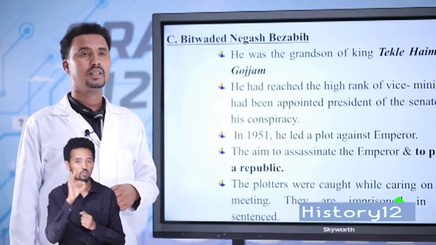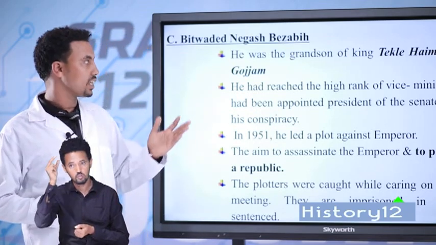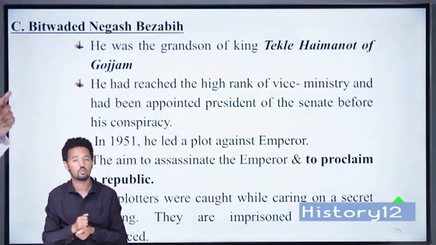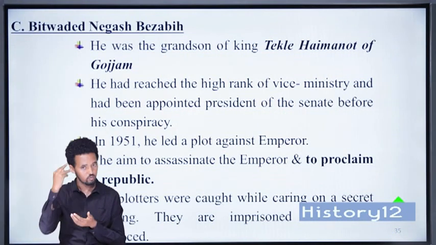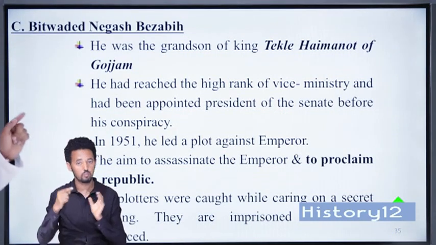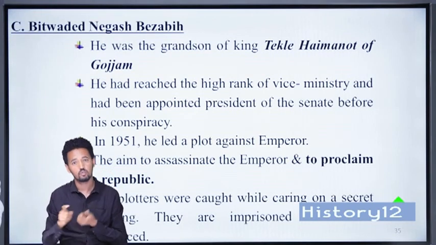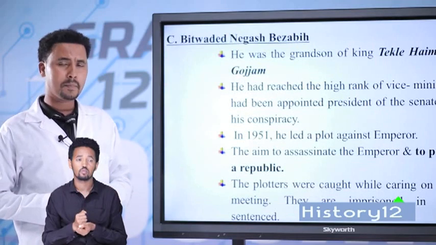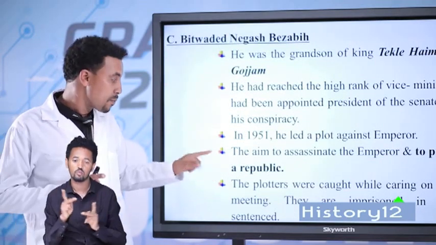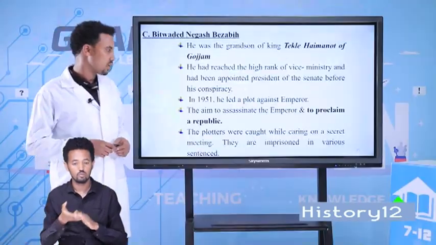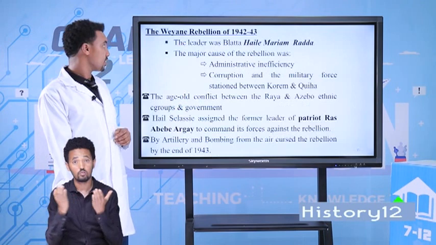The other one, Bitwoded Negash Bezabih, was the grandson of Takla Haymanot of Gojam. He had reached the high rank of vice minister and had been appointed president of the Senate before his conspiracy. In 1951, he led a plot against the emperor. The aim was to assassinate the emperor and proclaim a republic. Then the plotters were caught while holding a secret meeting. They were imprisoned and sentenced.